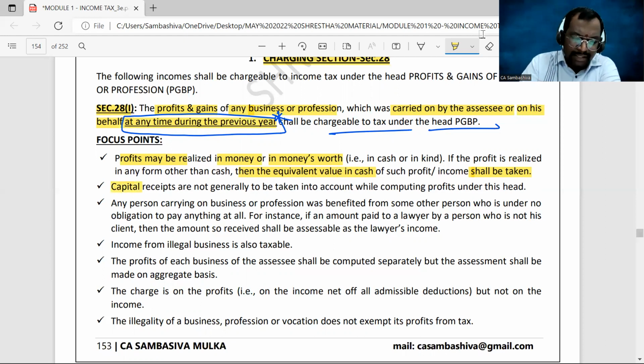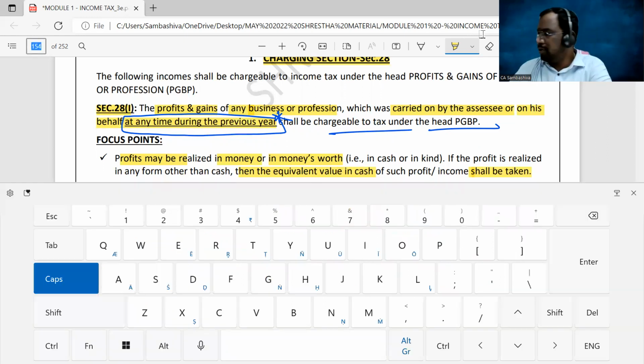Next, capital receipts are not generally to be taken into account while computing the profits under this head. See, this point we have already learned in the introduction to income tax. Revenue receipts are always taxable unless otherwise exempted. Capital receipts are always exempted unless otherwise taxable. Do you remember, sir? There we have also learned the difference between revenue receipts and capital receipts. Yes or no? Let me take you to that particular point.